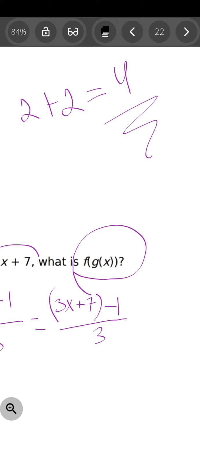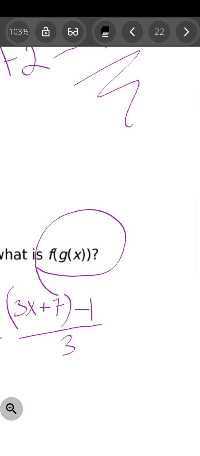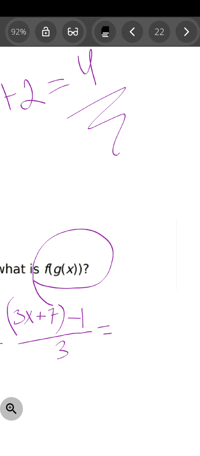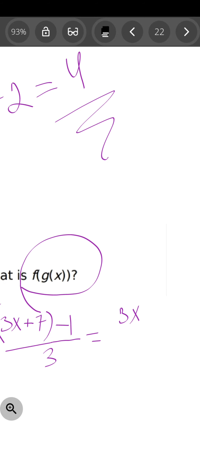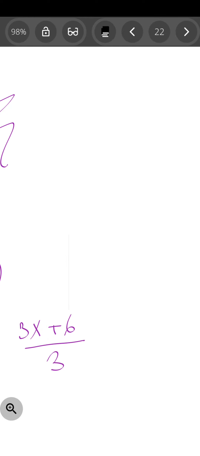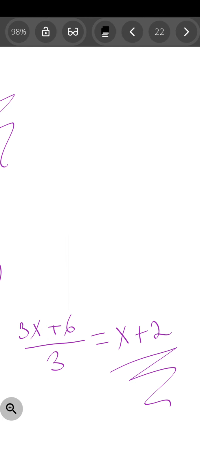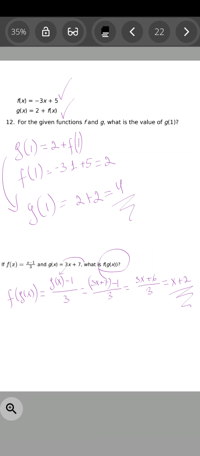And let's simplify this fraction. It will be equal to (3x plus 6) over 3, and that is equal to x plus 2. So it is the answer to our question.